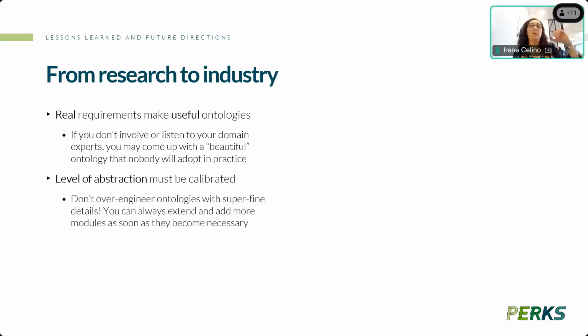The second thing is the level of abstraction. Again, the concepts of PICO are in a sense shallow, but they are the correct level of abstraction for our goal, which was to describe procedures for people. So when you engineer an ontology, don't get lost in the superfine details. You can always extend with more modules, more details later on, but the focus should be how do I respect and satisfy the requirements.